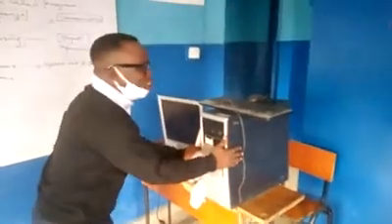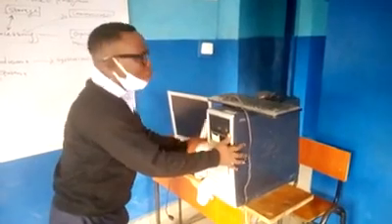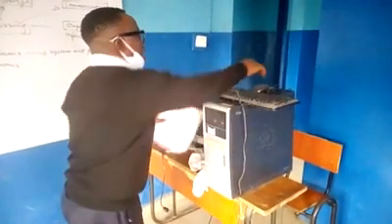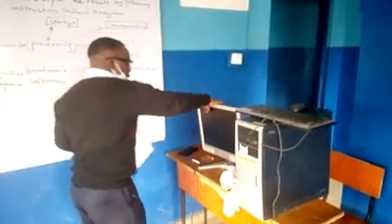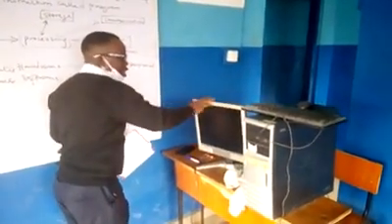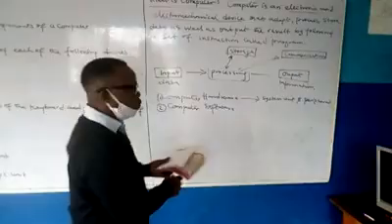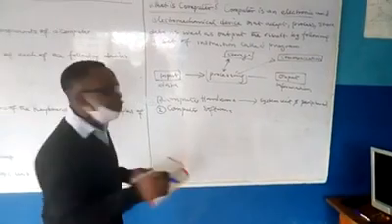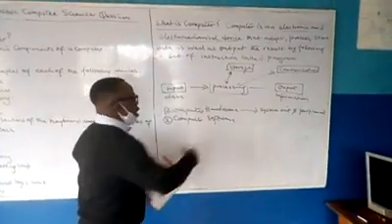People call this thing CPU. It's not CPU. It's called what? System unit. This one is the monitor and this one is called what? Mouse. And the one that looks like a television screen is called what? Monitor. Or you call it what? Visual display unit. VDU. Visual display unit.